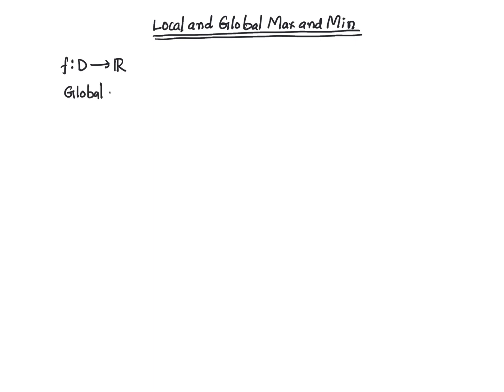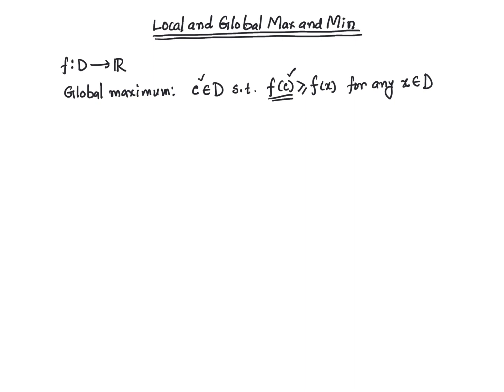Global max, or global maximum. Let's say C is some point in the domain D such that f of C is always greater than or equal to f of x for any x that is an element of D. So C is such a point that f of C is always greater than or equal to f of x for any x in the domain D. If that is the scenario, we say f of C is the global maximum of this function f, and that maximum happens at point C. So that's the global maximum.